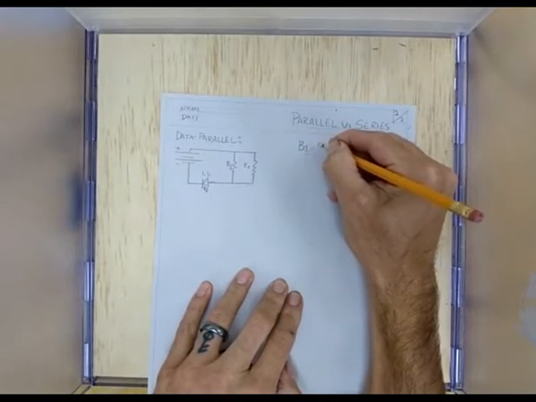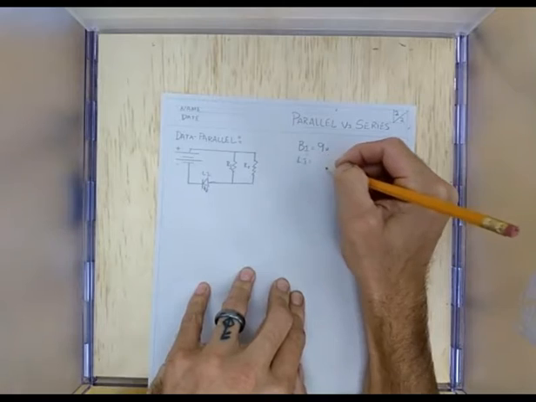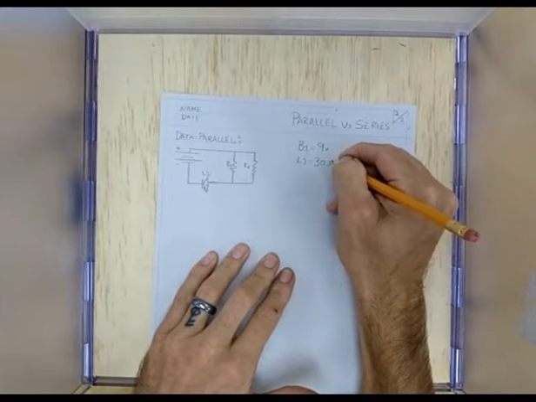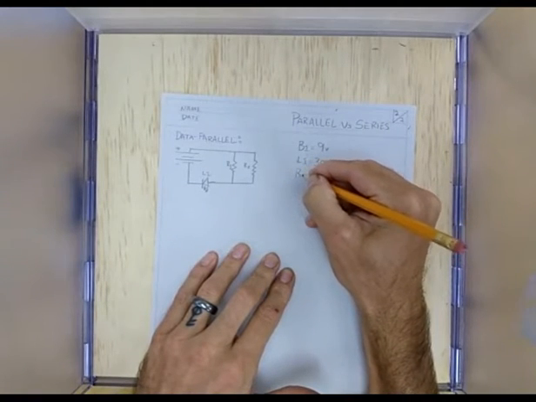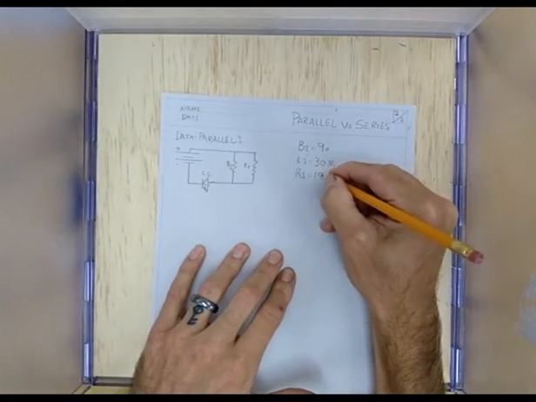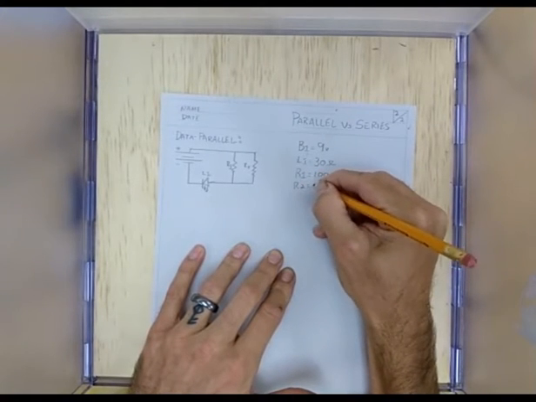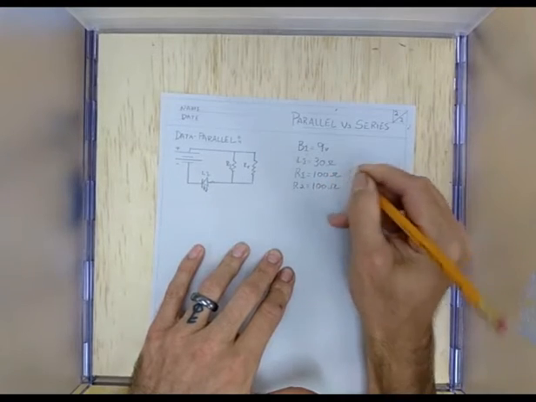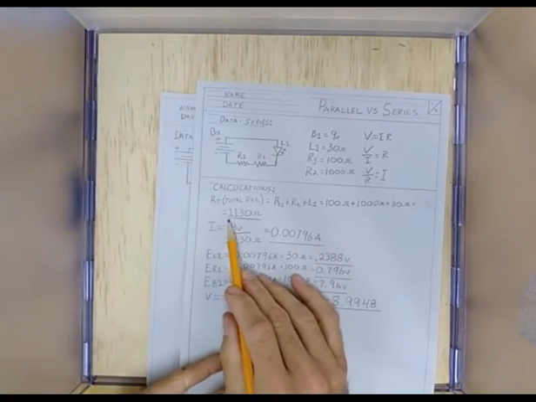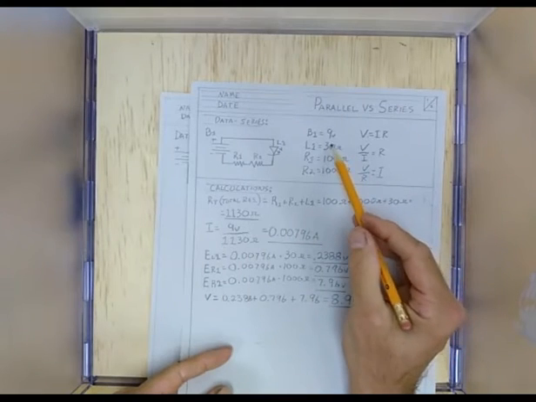So let's start with our list. B1 equals 9 volts. L1 is going to equal, what did we say last time? 30 ohms. And R1 is going to equal, I think we said, 100. And R2 is equal to 1000 ohms. So when we did this in series, what I want you to understand is our total resistance was 1130, which was 100 plus 1000 plus 30.